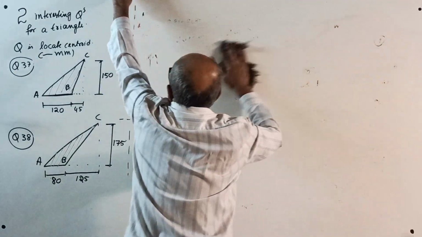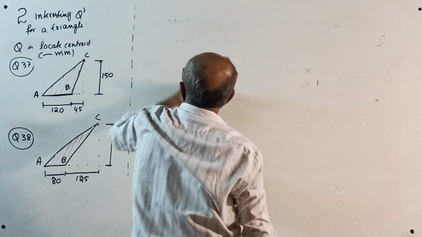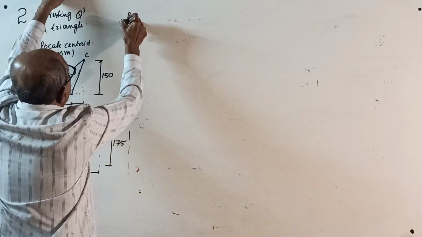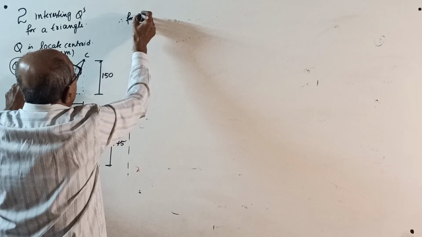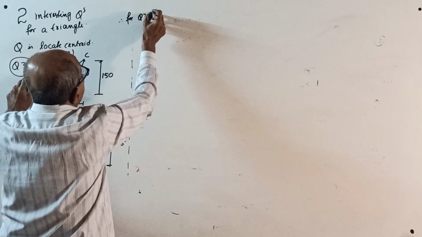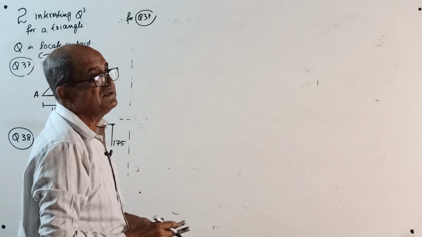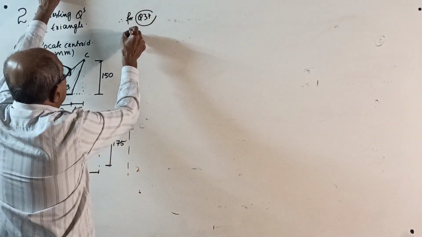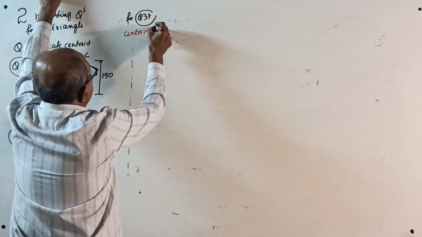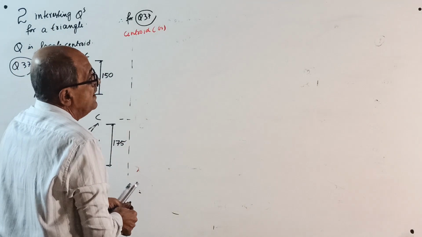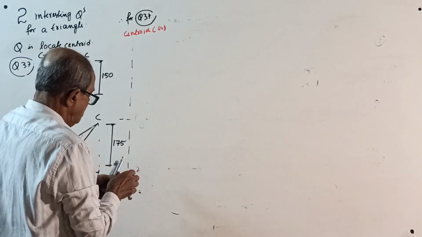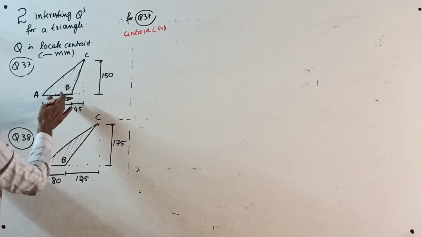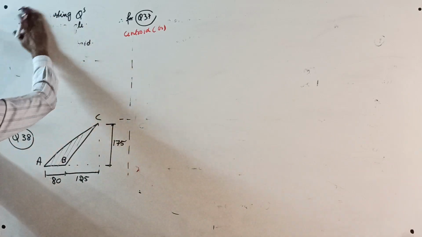So now I will mark the answer. Therefore, for the triangle shown in question 37, centroid G will be as shown below. I will write here. Centroid G, or I can use this space only. See, right here.